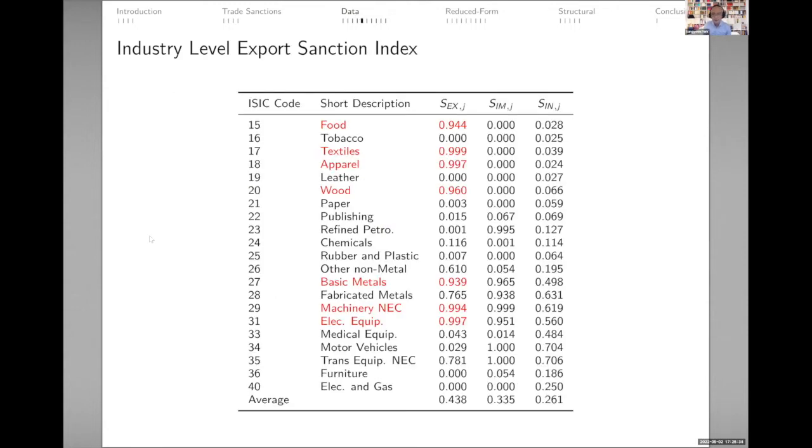Okay, so these are just industry level sanction indices. For food, textiles, apparel, you can see that for those that are sanctioned, it's almost close to a full sanction. A full sanction would be if the measure is equal to 1, and 0 means that there are no sanctioned products at all in that industry. So it seems to suggest that if an industry is sanctioned, then it's close to a full sanction. If you look at the intermediate inputs, we also can see that some of the key industries for industrial production were also heavily sanctioned by the UN during this period.